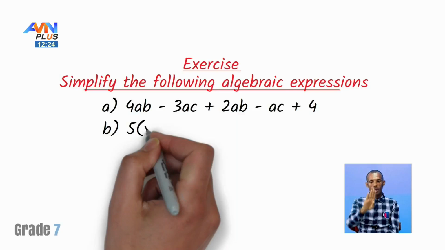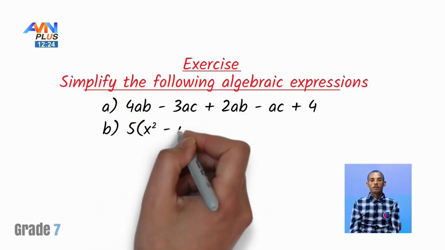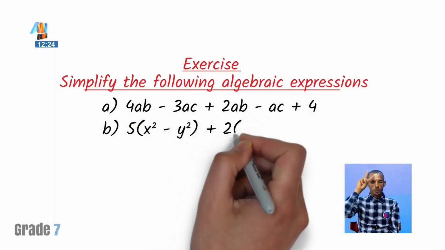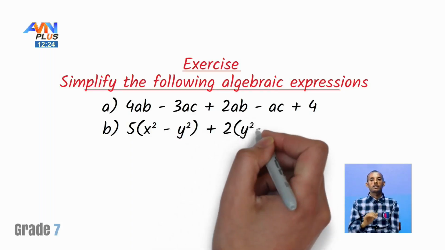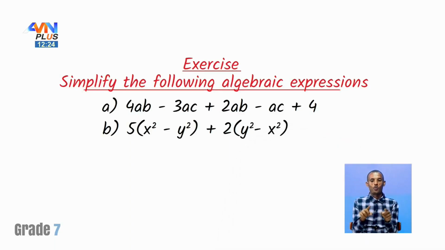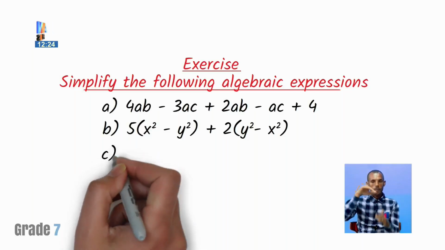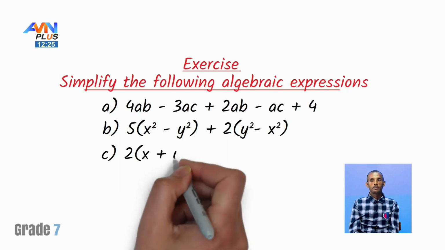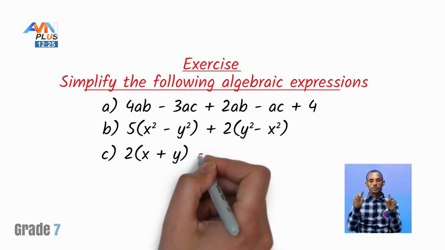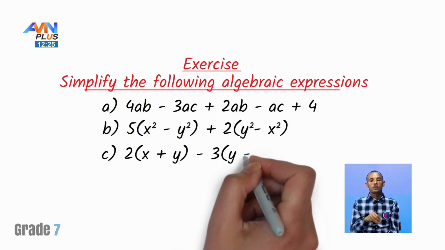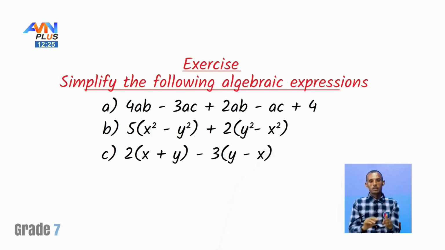Second, B: 5 into x squared minus y squared plus 2 into y squared minus x squared. C: 2 into x plus y minus 3 into y minus x.